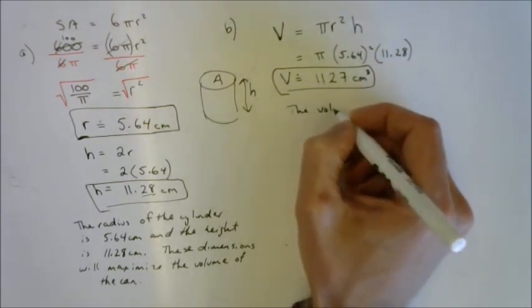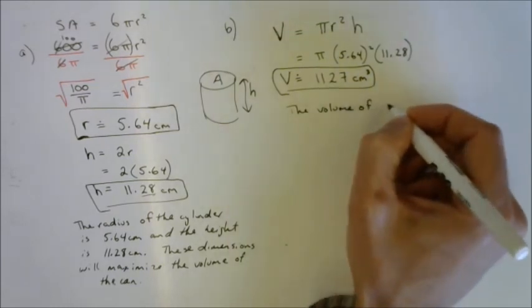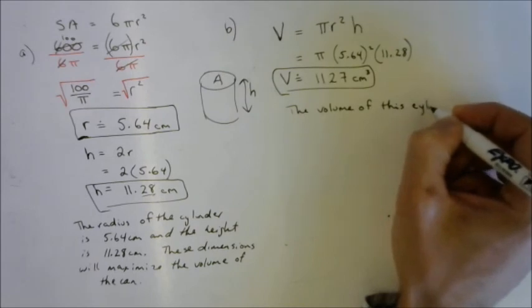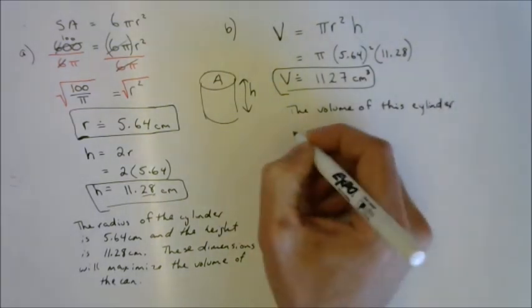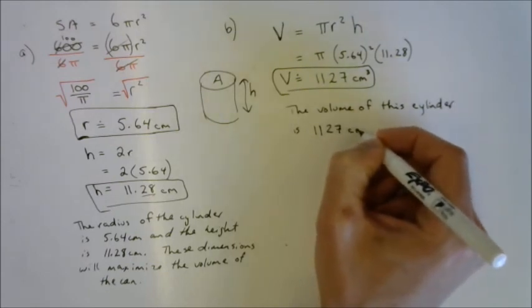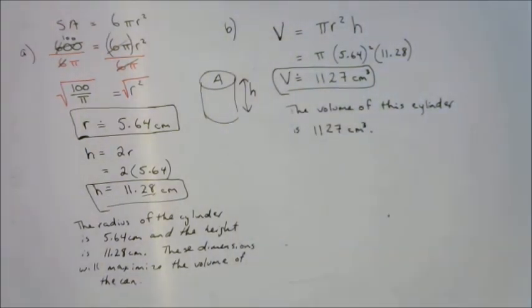The volume of this cylinder is 1,127 cubic centimeters, or centimeters cubed.